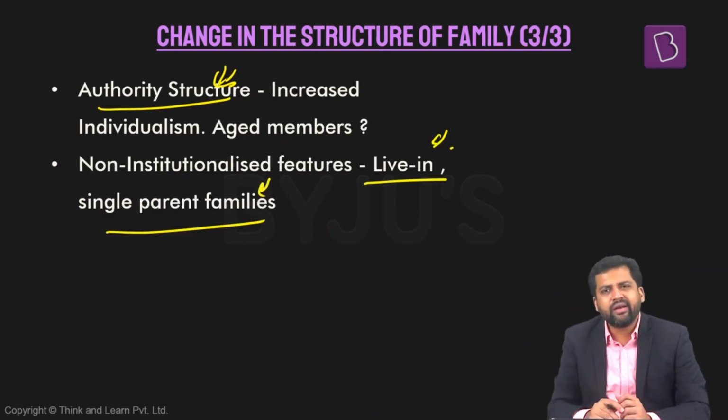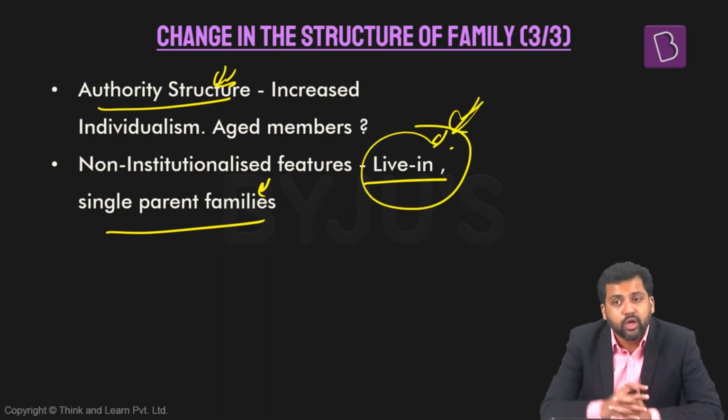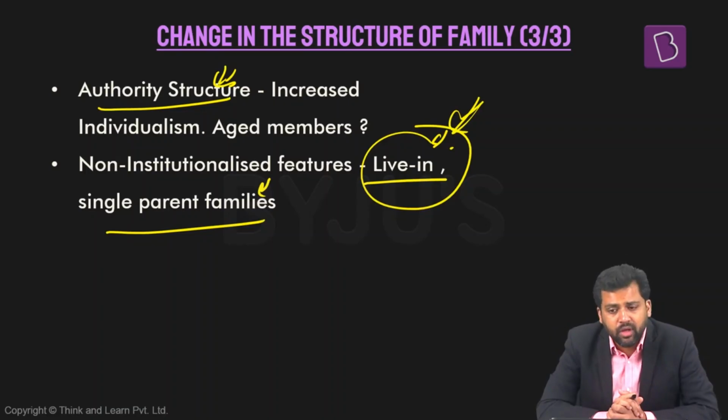Apart from that, new kinds of institutions are also coming up. People are not necessarily entering into the institution of marriage. Some of them are deciding to cohabit. So basically they're deciding that they will live together. New kinds of families are also forming. Single parent families can be there. Reconstituted families can be there.